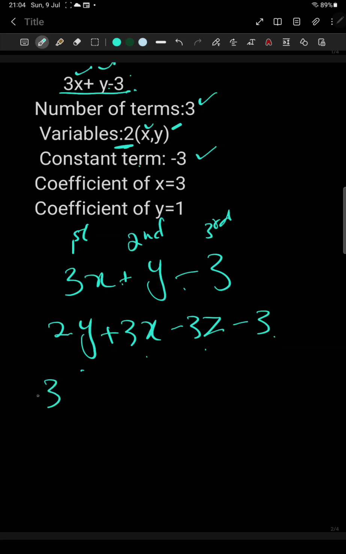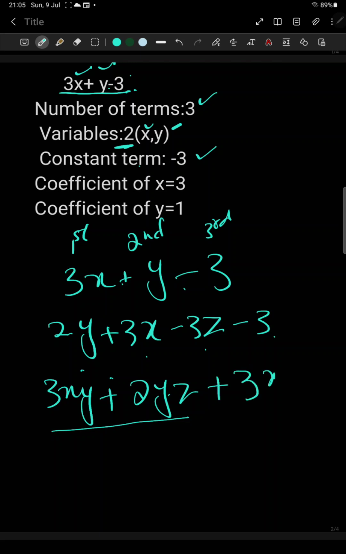If I have 3xy plus 2yz, in this expression I have only two terms, because after the plus sign there is only one. Then if I put a plus sign over here and write 3xy again, it will be the next term. So it will be the third one.